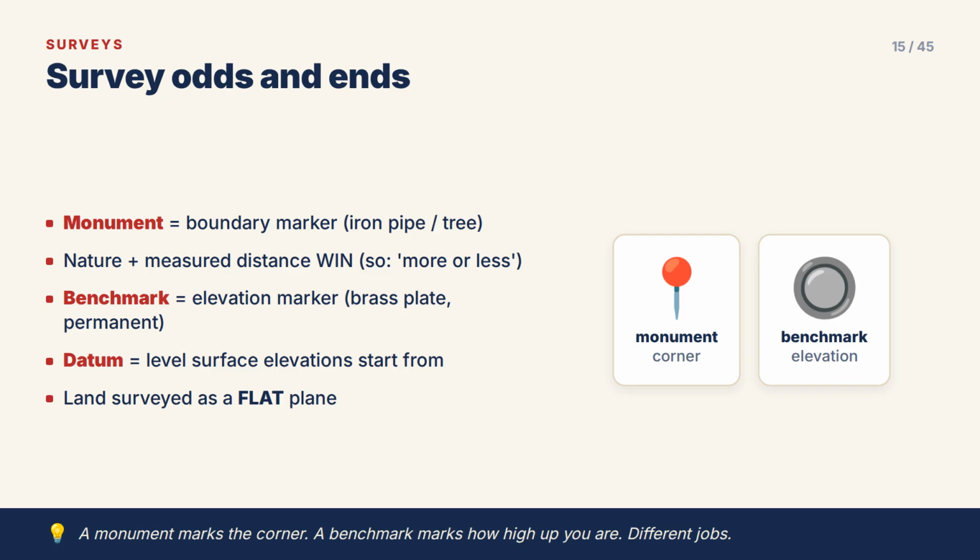A monument is a boundary marker, usually man-made like an iron pipe, but sometimes natural like a tree, and when they disagree, natural objects and actual measured distance win. That's why deeds say more or less. A benchmark is an elevation marker, like a brass plate on a building, and it's permanent. These things get used for over 100 years. A datum is the level surface elevations measure from, and land is always surveyed as a flat plain. Hills and valleys add nothing.